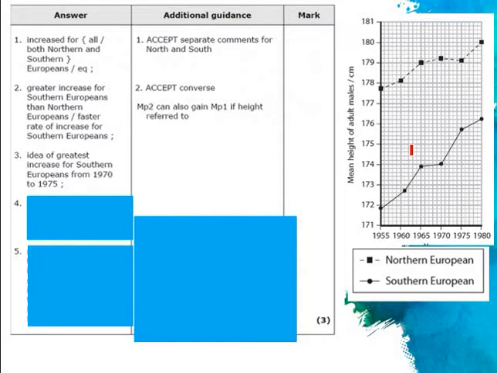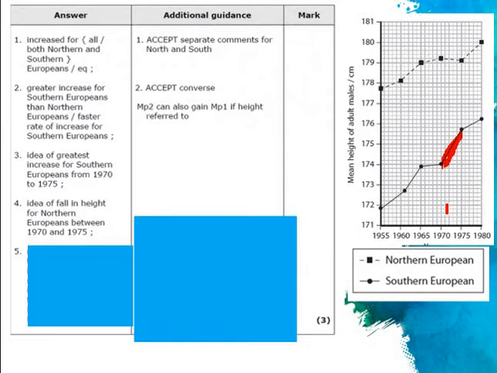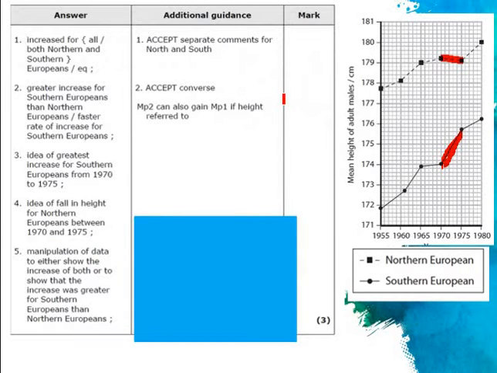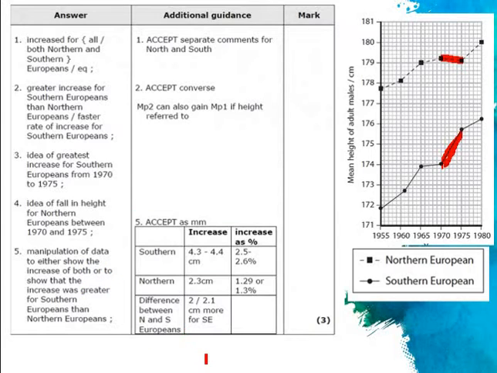The idea of a greatest increase for southern Europeans between 1970 and 1975, so this bit, that's again describing something you're seeing. The idea of a fall in height for northern Europeans between 70 and 75, so they've had a slight decrease there. And then finally, because they're asked us to use data from the graph, any manipulation of data to show an increase or a decrease can be used here. So they've given you some examples.